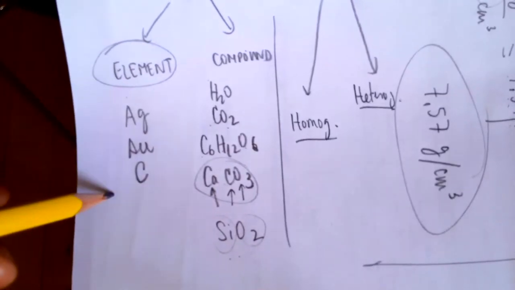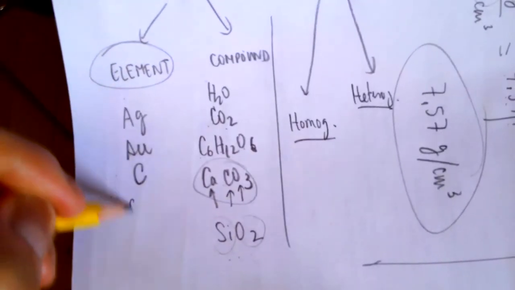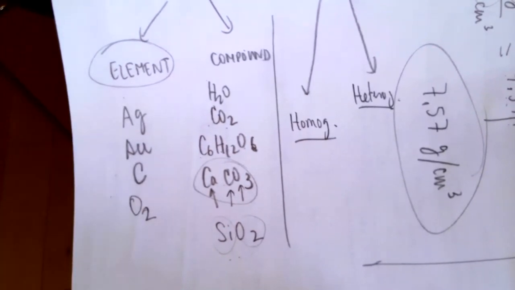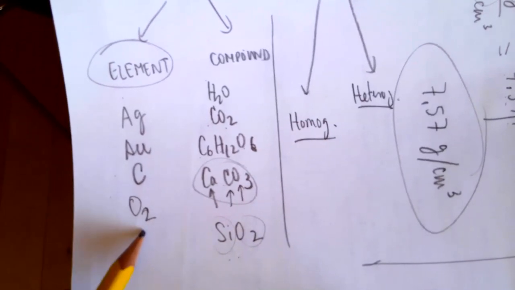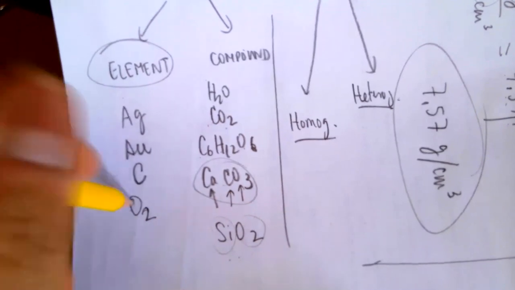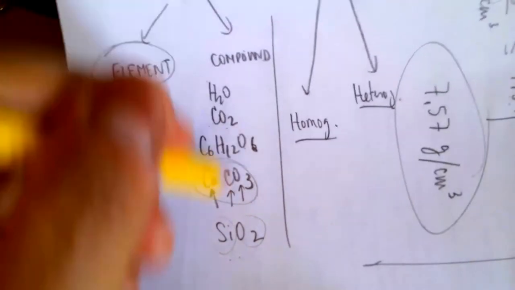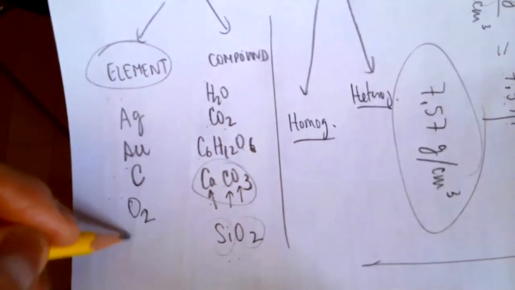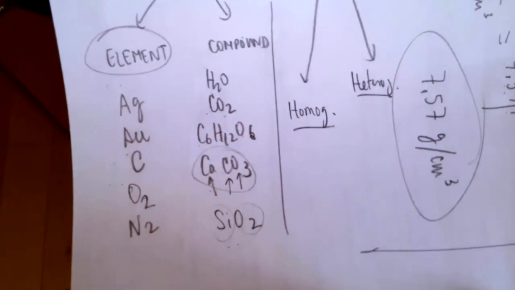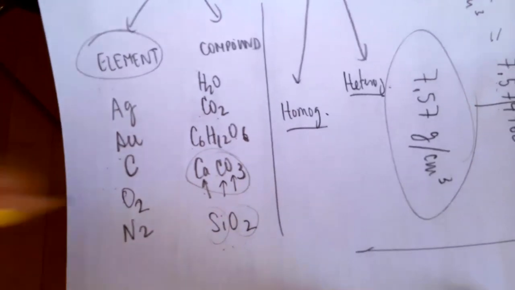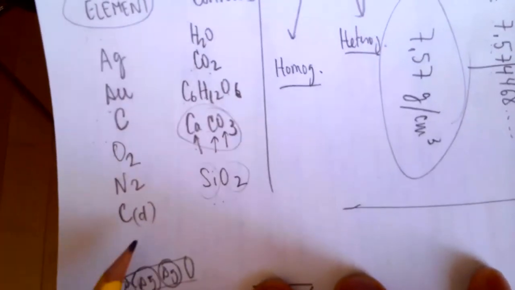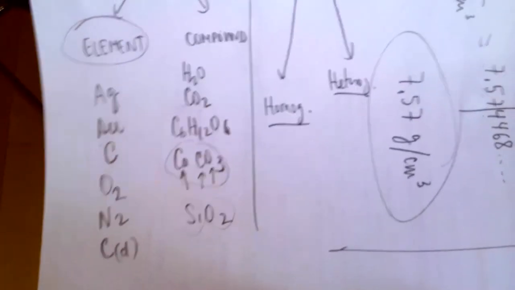Another example of an element is oxygen gas. Oh, but you have more than one atom here. Yes, but it's the same type of atom. Remember, it has to be the same type of atom. In a compound, I don't have the same type of atoms. So it doesn't matter if it's O2. Nitrogen is also a single type of atom. Here is carbon graphite, and diamond is also carbon, an element.